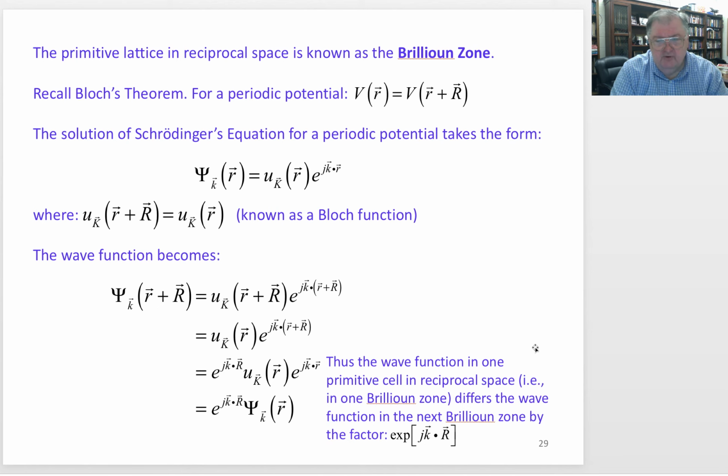dot r. So in words, the wave function in one primitive cell in reciprocal space, i.e. in one of the Brillouin zones, differs from the wave function in any adjacent Brillouin zone by the factor e to the j k dot r. And you get from one Brillouin zone to some other Brillouin zone by varying this direct lattice vector r. That's what has you travel across the whole crystal.